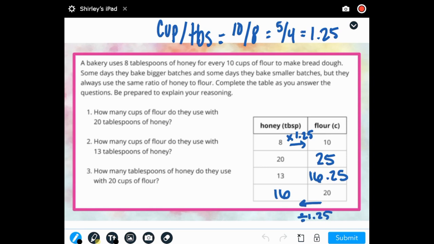Here we have another table. And again, I don't need you to worry about questions 1, 2, or 3 as we fill out the table. It's just going to answer those questions for us. But it says that a bakery uses 8 tablespoons of honey for every 10 cups of flour. We need to figure out that if we have 20 tablespoons, how many cups that's going to be, 13 tablespoons, how many cups that's going to be, and if I have 20 cups, how many tablespoons that will be. So go ahead, find your constant of proportionality, and then use that to move your way through the table.